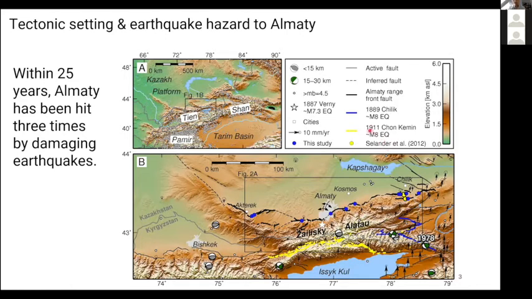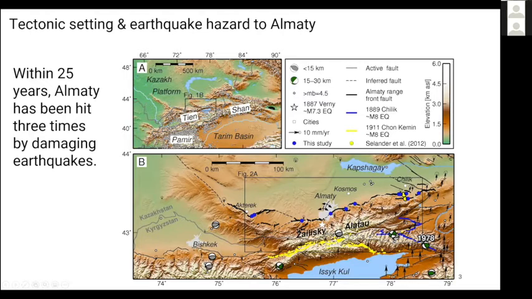And then in the year 1911, just about 22 years later, another magnitude 8 earthquake occurred in the Tian Shan, and that's the Kemin earthquake, and this is the surface rupture trace of this earthquake. You see it's even longer than the one in 1889, with up to 11 meters of displacement and more than 100 kilometers of surface ruptures.